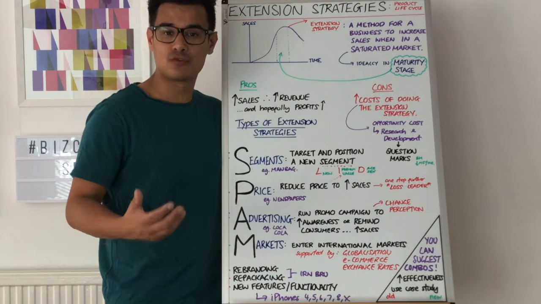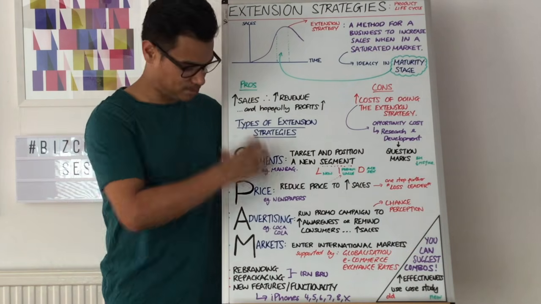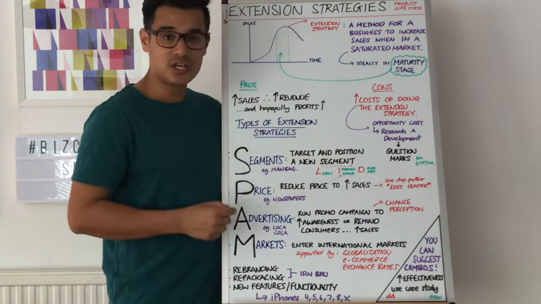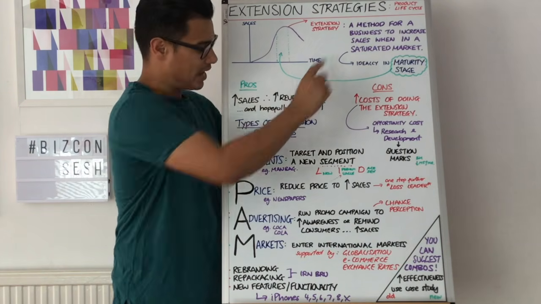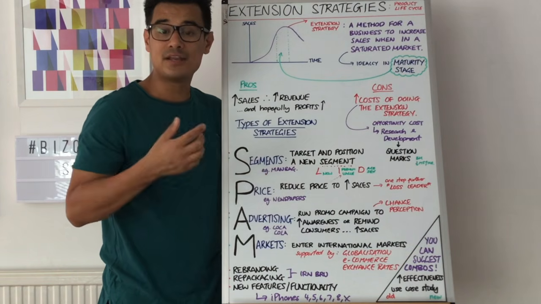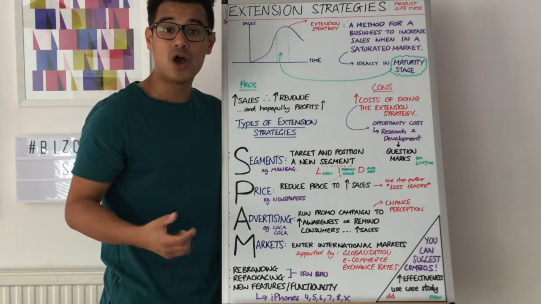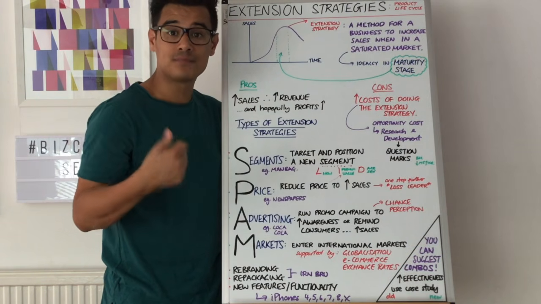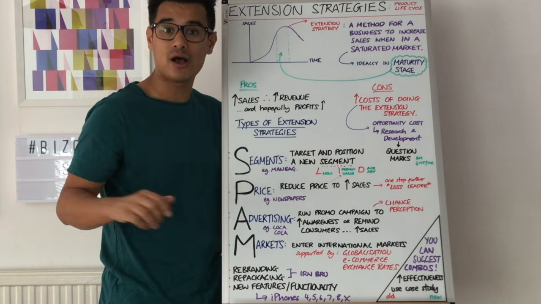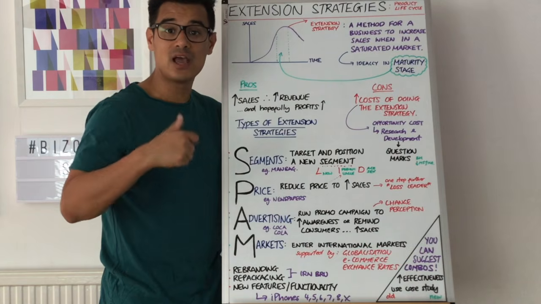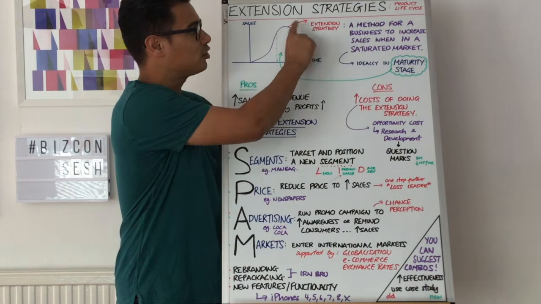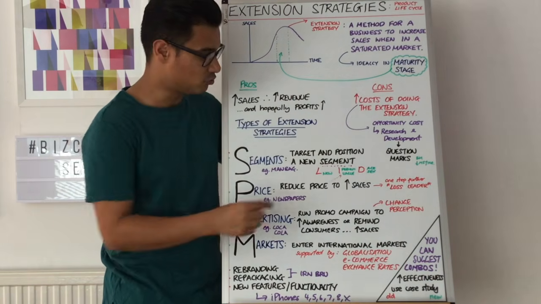So a useful device to remember extension strategies is SPAM. Let's go through it. So SPAM, the first bit of it is segments, because a way of increasing your sales is you could target and position yourself in a new segment. And if you remember my segmentation video, I'm thinking LID, location, income, demographics. You're trying to target a new location. It could be a new town, for example, a new city. It could be income. It could be that you're looking for a premium range or a value range, and that could increase your sales and hopefully your revenue.